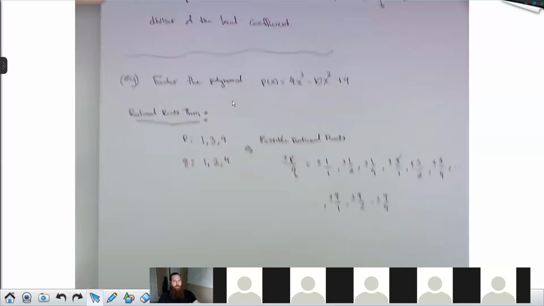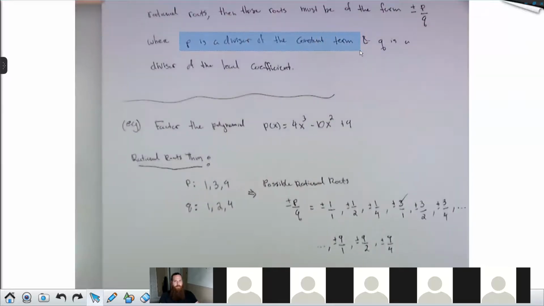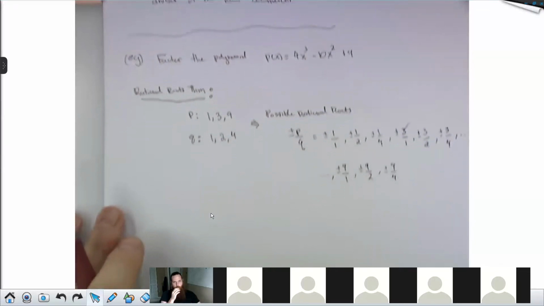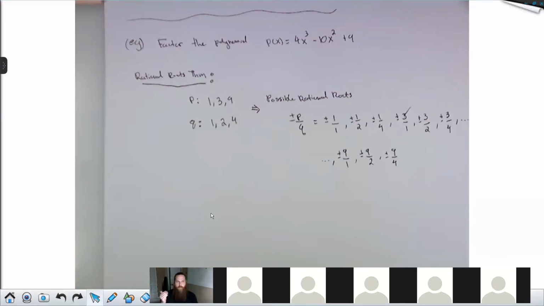So the p's, remember, are coming from the theorem. My p's are always divisors of the constant term. So here the constant term was 9, and I have to list all the divisors. Those are numbers that cleanly divide 9: 9 itself, 3, and 1. And similarly, q has to be a divisor of the lead coefficient. The lead coefficient here is 4. So my possible q's are 4 itself, 2, and 1. Those are all the positive integers that divide 4.